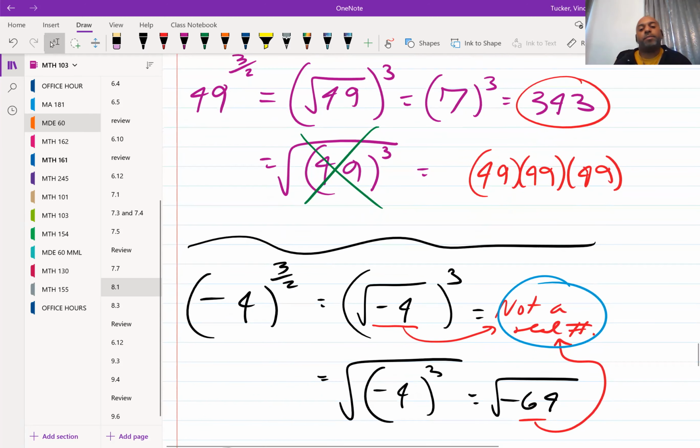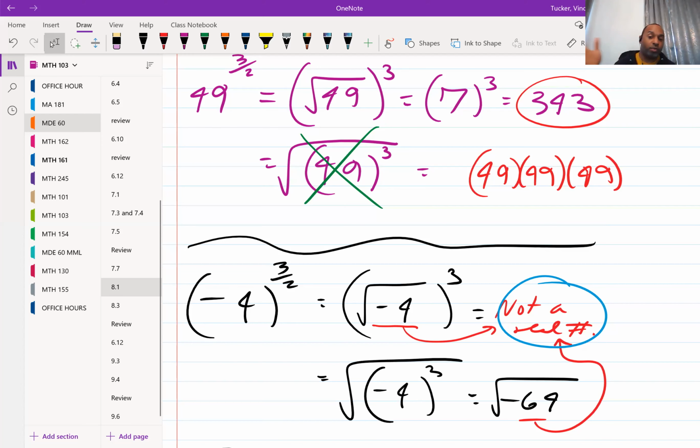All right. So here, same type of deal. We have negative 4 raised to the 3/2 power. That means that the denominator, once again, is our root. So we have the square root and then the third power. So if you notice how this works out for us, we have that negative 4 being applied by this power. Taking the square root of a negative, remember, will always yield not a real number.